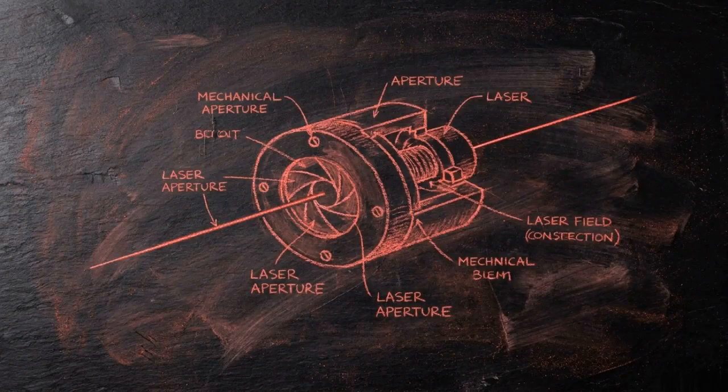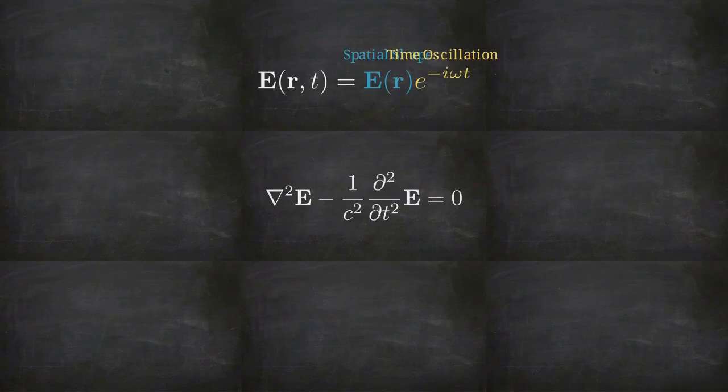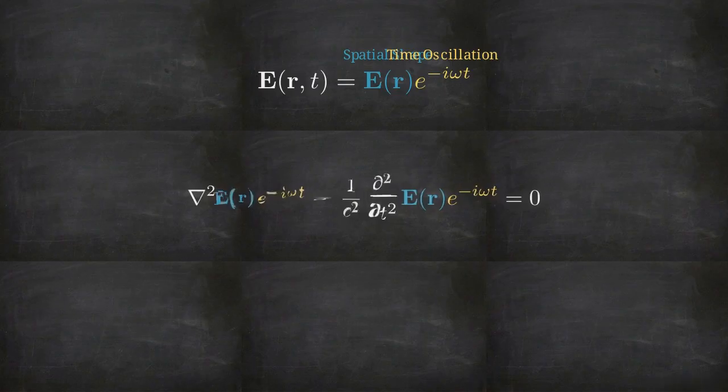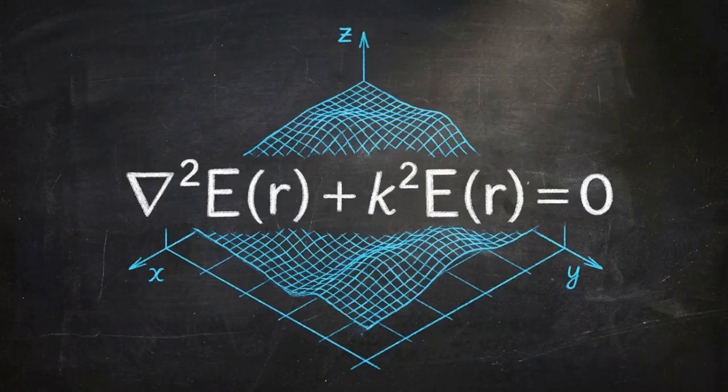Next, we apply the monochromatic assumption, focusing on the single pure frequency from a high-quality laser. This lets us express the electric field as a spatial pattern oscillating uniformly over time. When we substitute this oscillation into the wave equation, the time derivatives resolve cleanly, allowing the time-dependent components to cancel out of the expression. This leaves us with the time-independent Helmholtz equation, which describes the spatial geometry of the field.